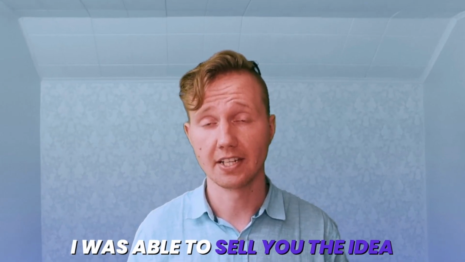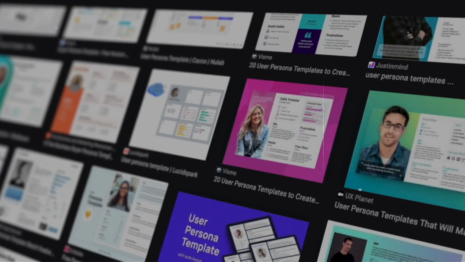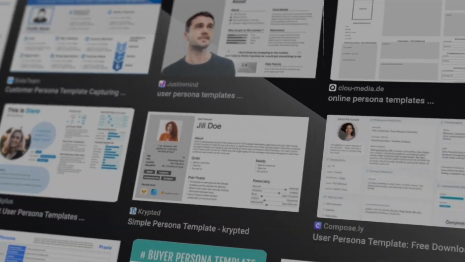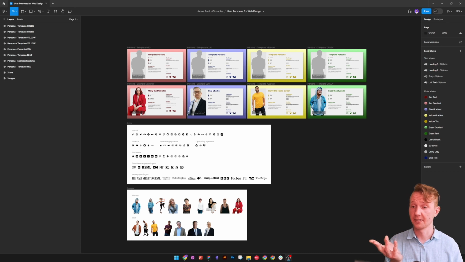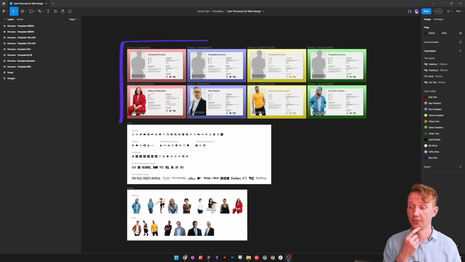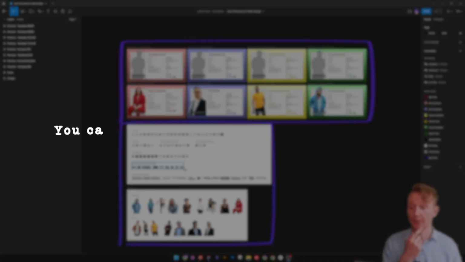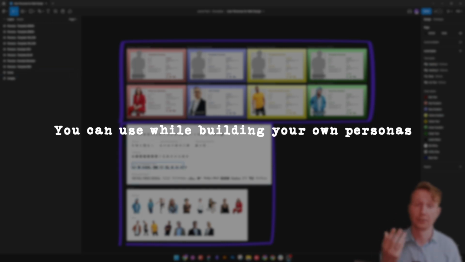Okay, hopefully I was able to sell you the idea. Now the question is, how should you build one or two or three? Well, there are a lot of templates all around the internet, and lucky for you, I have one too. The link is down below. It's a Figma file. You can copy it and edit however you want. You will end up in a place like this. And as you can see, there are a few templates, few resources you can use while building your own personas.